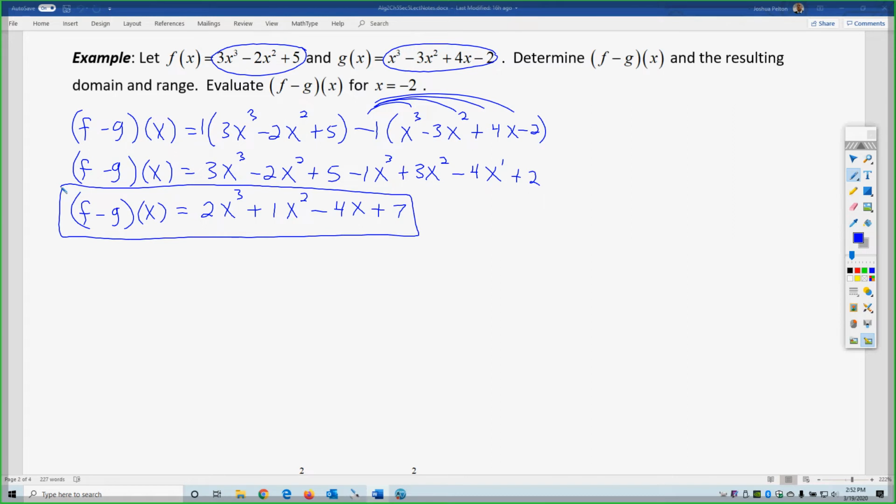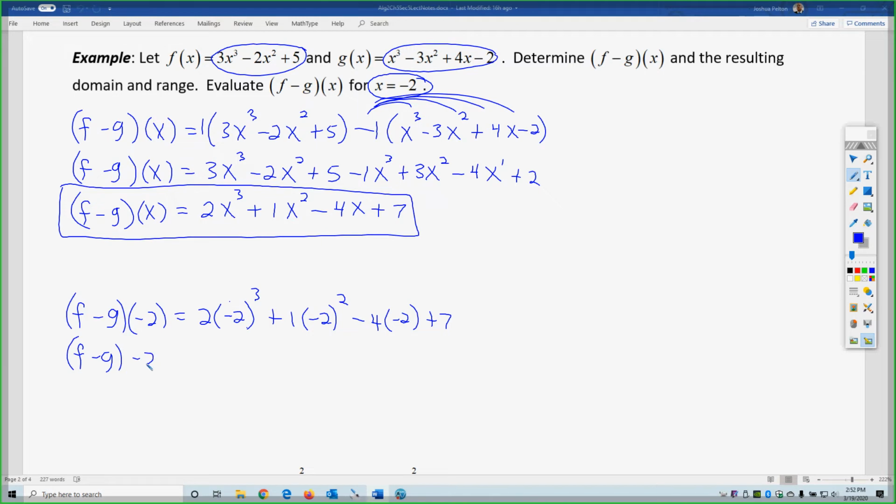Okay, so we need domain and range and a specific example. So we'll do the specific example first. Let's say x is negative 2. So if we do f minus g of negative 2, we get 2 times negative 2 to the third plus 1 times negative 2 squared minus 4 times negative 2 plus 7. Simplified, exponents come first. So that's 2 times negative 8 plus 1 times 4.